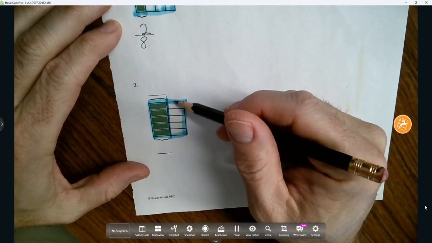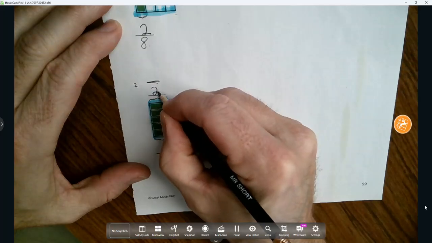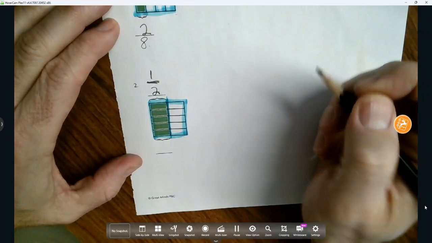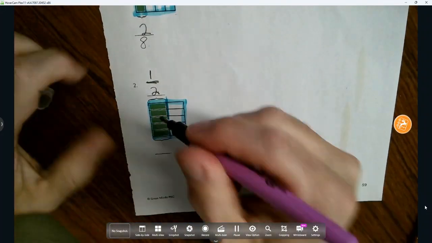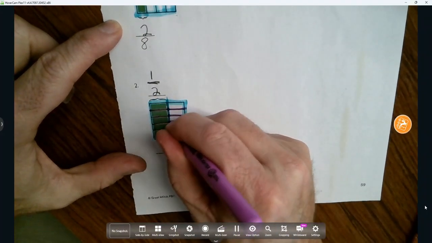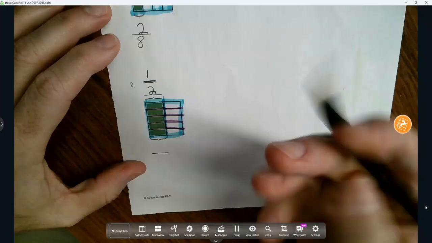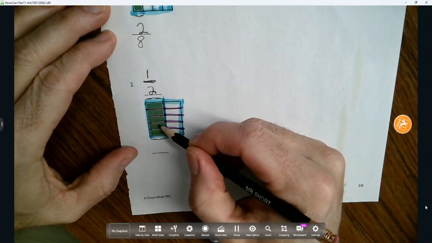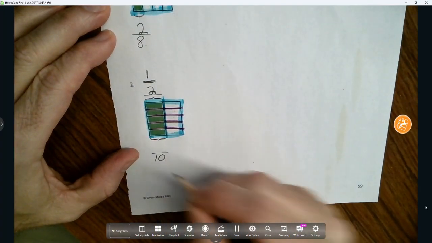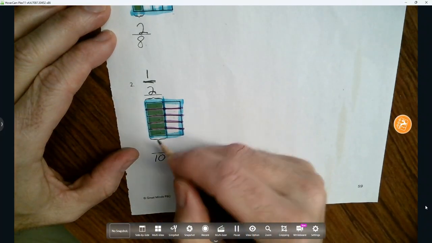So how many pieces do we have? 1, 2. 2 pieces. Okay, 2 pieces. How many of them are shaded in? 1. Now we have to add in all these lines. This one, this one, this one, and this one. Now we need to count our pieces again. We have 1, 2, 3, 4, 5, 6, 7, 8, 9, 10. We have 10 pieces. And how many of them are shaded in? 1, 2, 3, 4, 5.